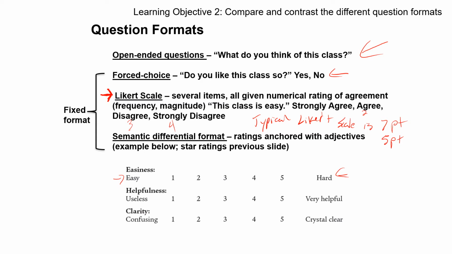So you could use this strongly agree and strongly disagree. You could put that on this spectrum, just put strongly agree on the right and strongly disagree on the left, or the other way around. And that's one of the things we'll talk about later, is how you can do them in reverse order and how important that is.